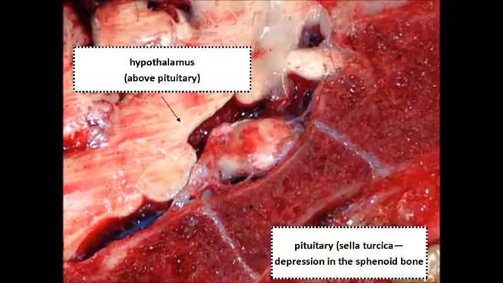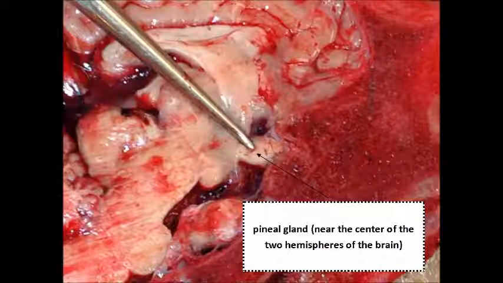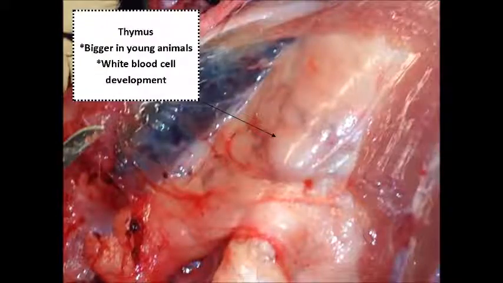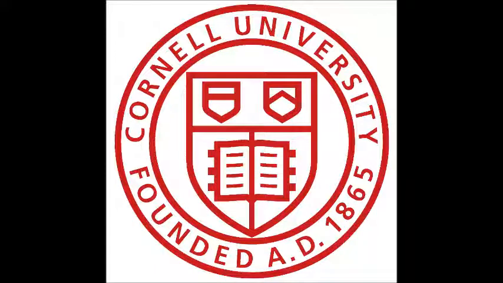Moving on to endocrinology, the hypothalamus is cranial to the pituitary gland. The hypothalamus secretes hormones that regulate many bodily functions. The pituitary gland secretes hormones that regulate homeostasis, growth, and reproduction. The pineal gland secretes melatonin, which is important in circadian rhythms. The thymus is an organ that produces T cells for the immune system.